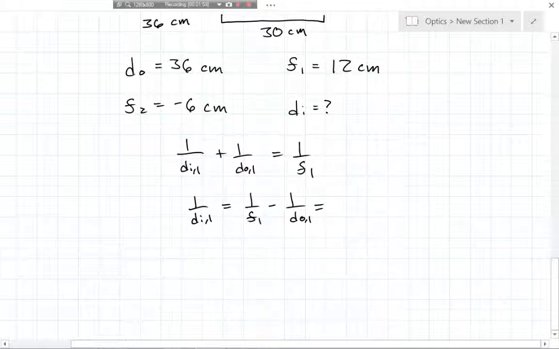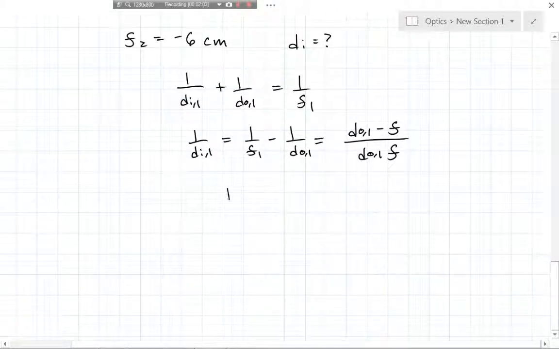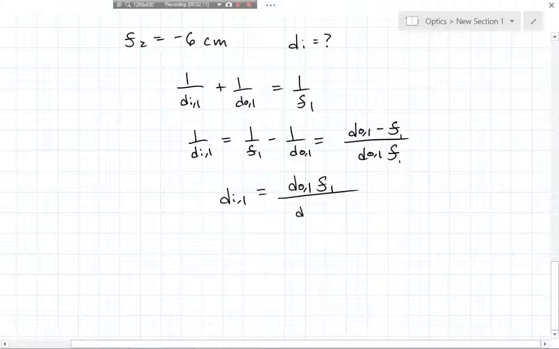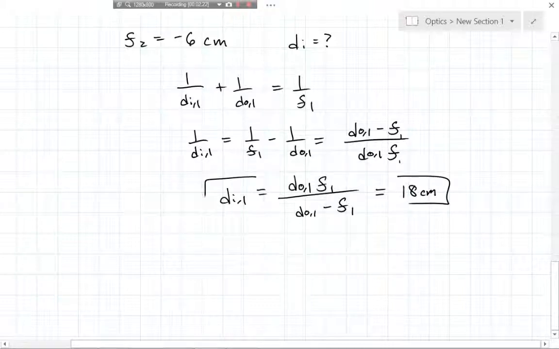If I rewrite this with a common denominator, I have the position of the object minus the focal length, divided by the position of the object times the focal length. So this means the position of the image formed by lens 1 is equal to DO1 times F1, divided by DO1 minus F1. And if I plug these numbers into a calculator, I see that the image formed by the first lens is equal to 18 centimeters. You always want to think very carefully about what this number means.